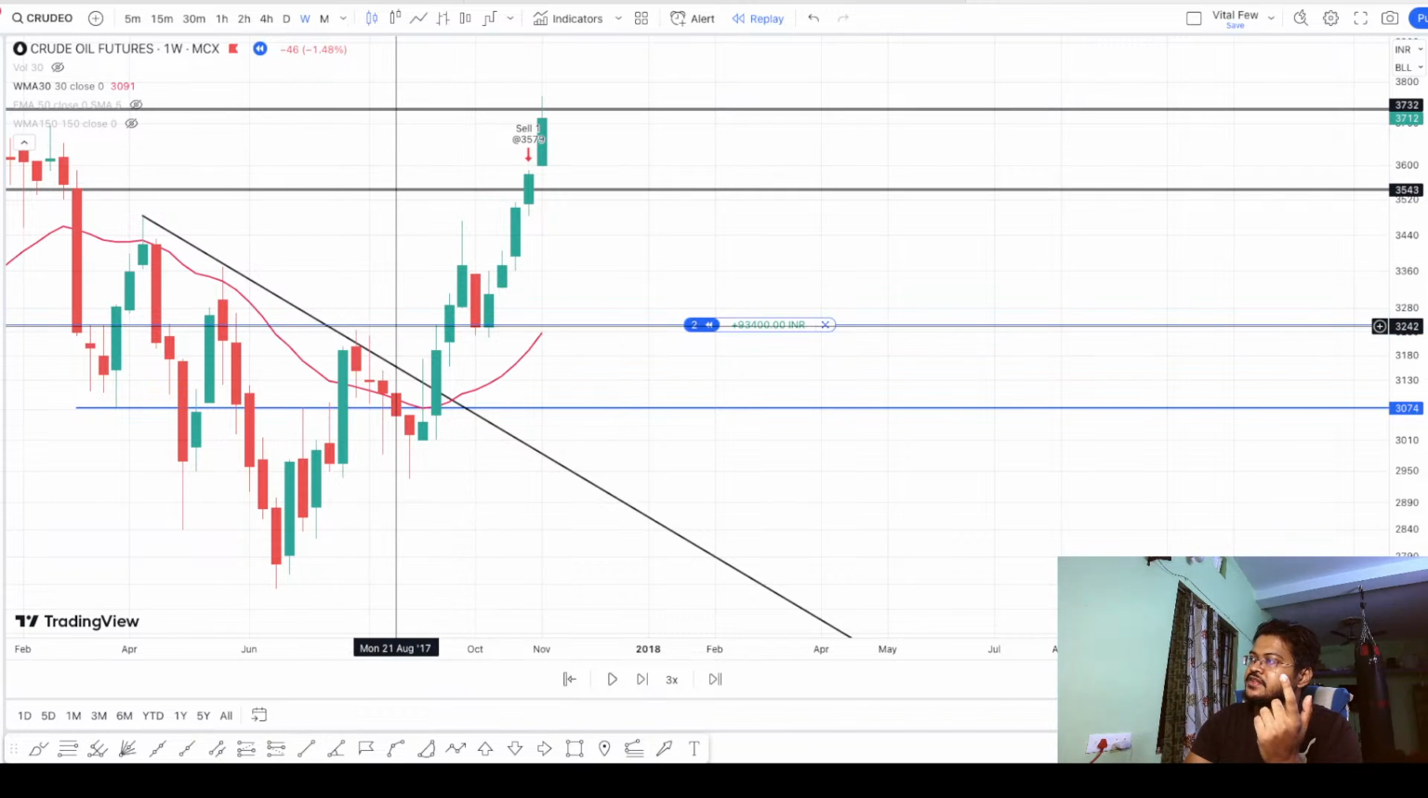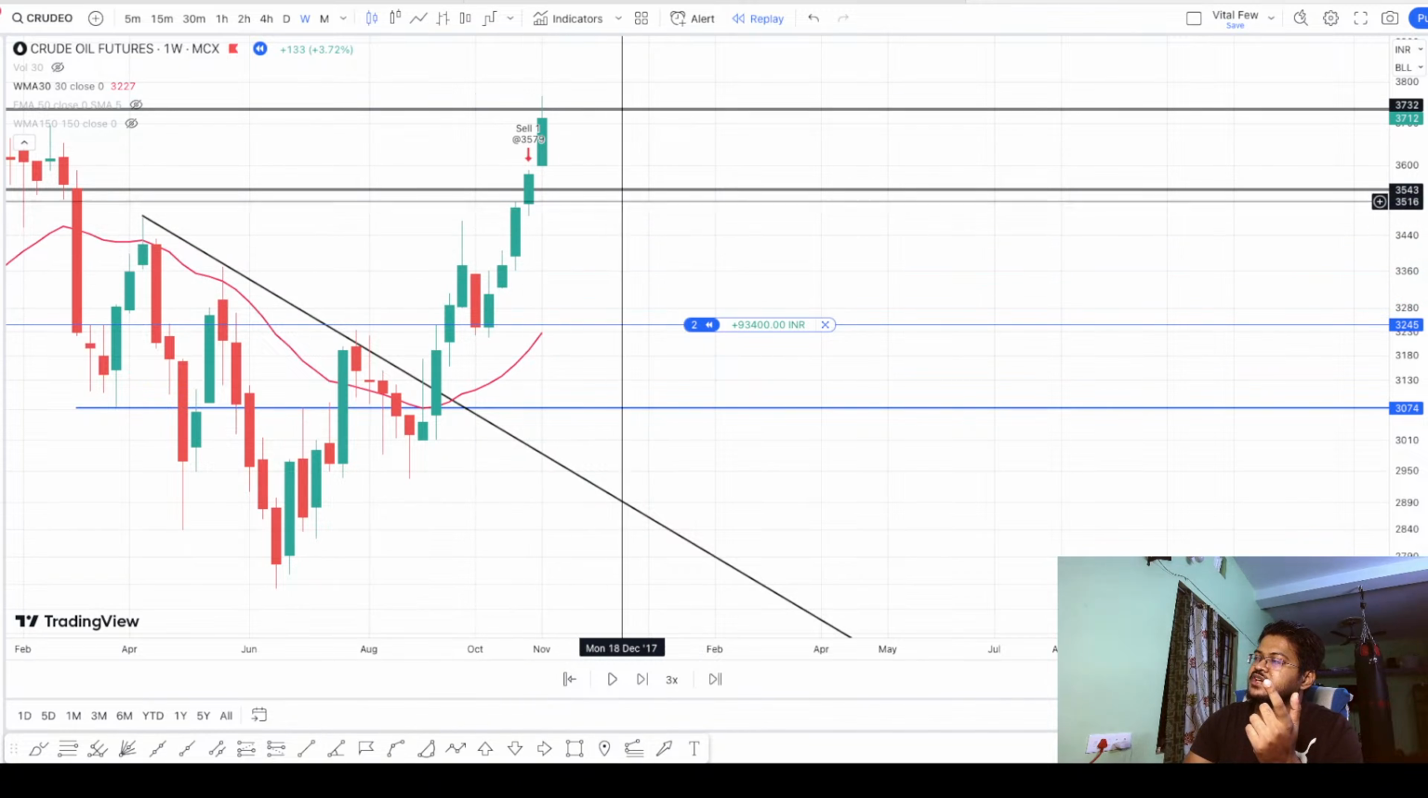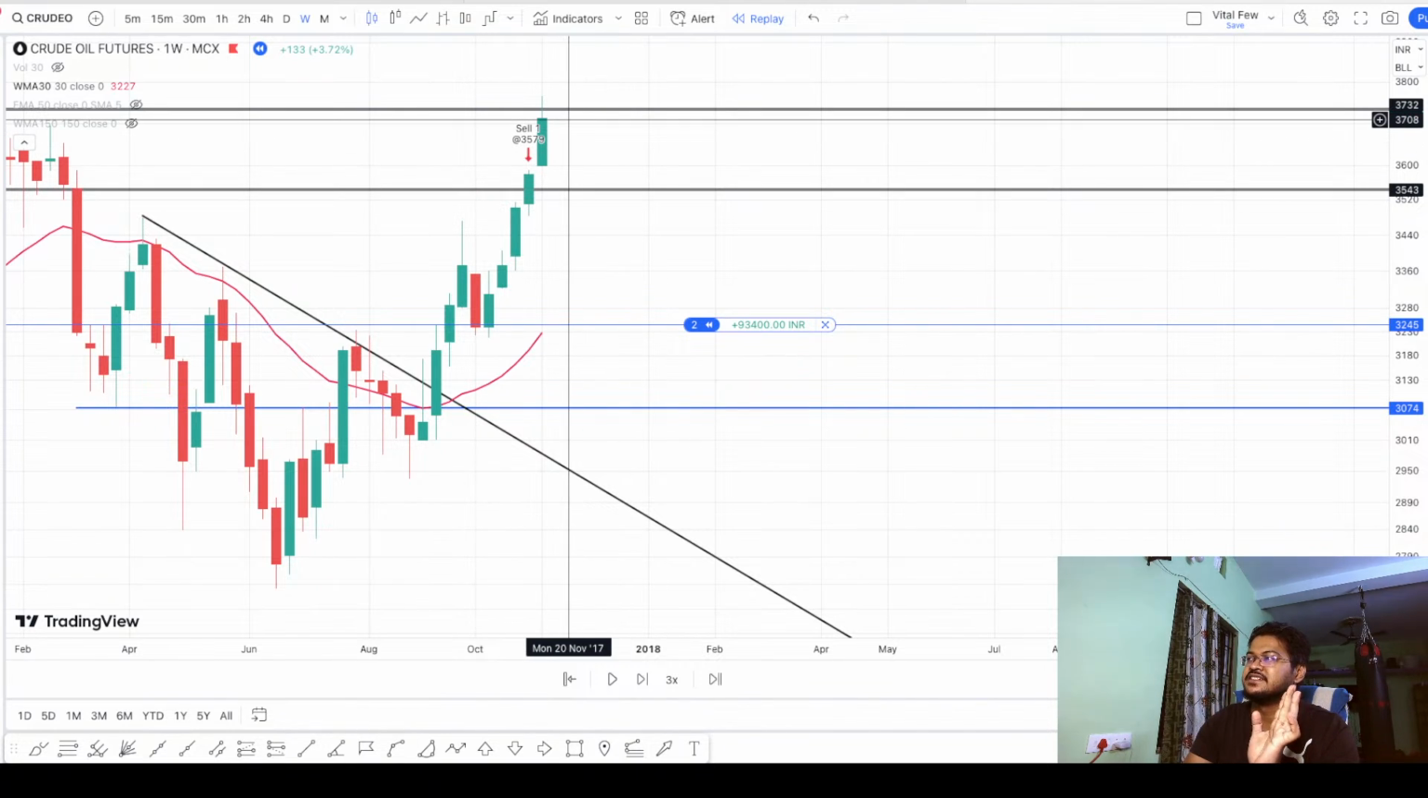Whenever the 30 period moving average tries to flatten out, then I can exit all of my positions. But if you do not want to take too much risk and want to do a risk free trade, then you can close all your positions as soon as your target is hit. You don't have to take unnecessary risk.